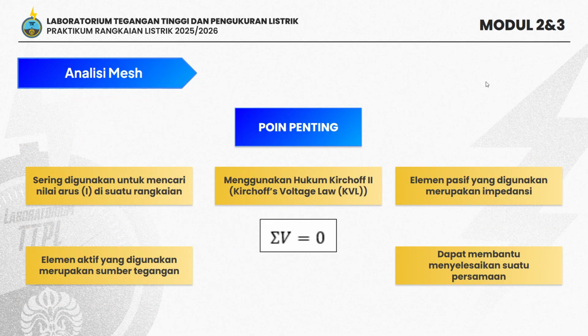The important points you need to remember about mesh analysis: it uses KVL or Kirchhoff voltage law as the principle. It is mainly used to find current in a circuit. Active elements are usually voltage sources. Passive elements are usually impedance, and it helps in forming and solving equations.